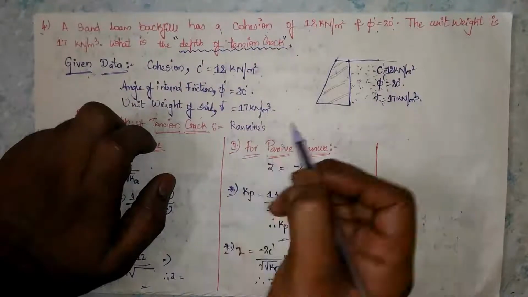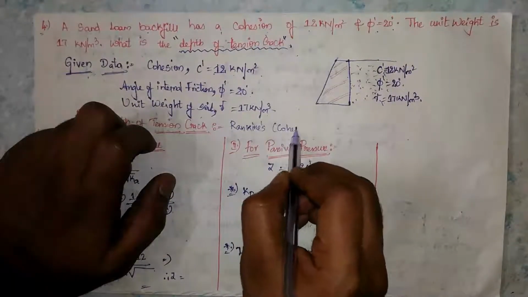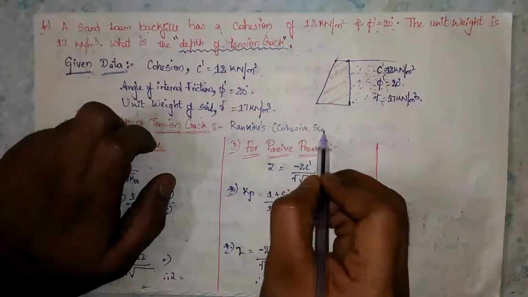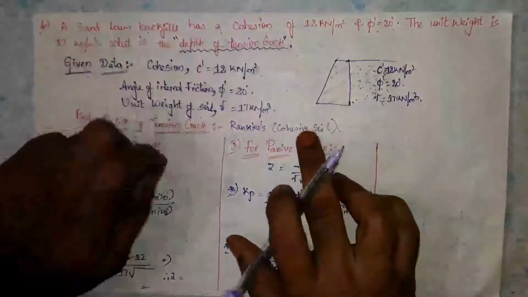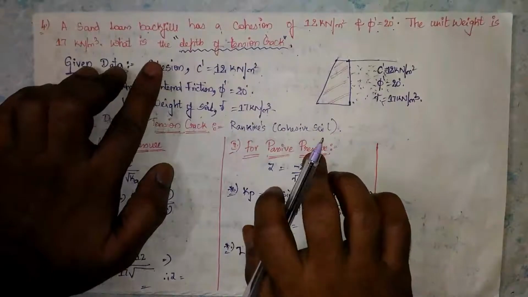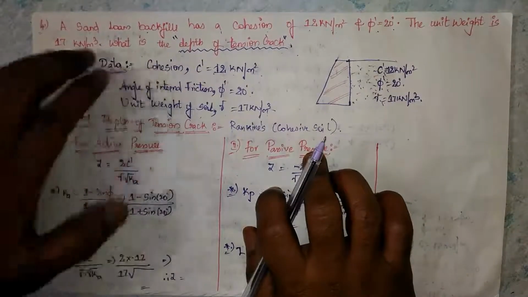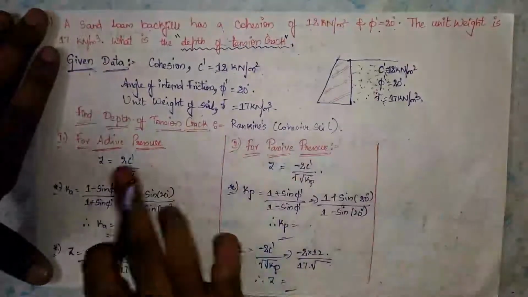Rankine's formula. The condition is cohesive soil. In this cohesive soil, only the depth of tension crack is applicable. Okay, see here the formula.